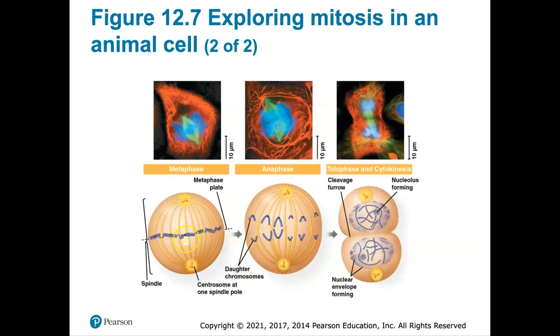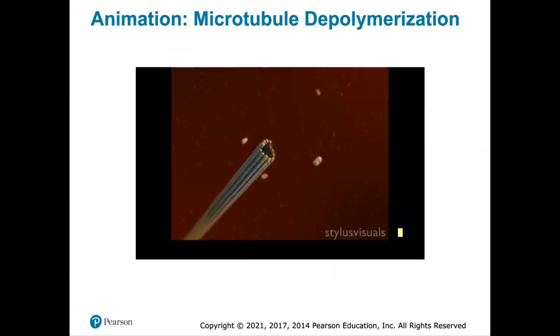The chromosomes line up in the middle of the cell in metaphase. The sister chromatids are pulled apart or separated in anaphase. And the sister chromatids have moved to opposite poles by telophase, and the nuclear envelope has started to reform around those sets of chromosomes. And then, in addition to that, cytokinesis occurs, and the cell splits into 2 cells.